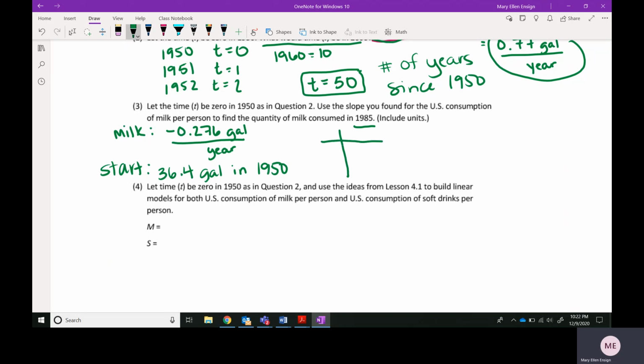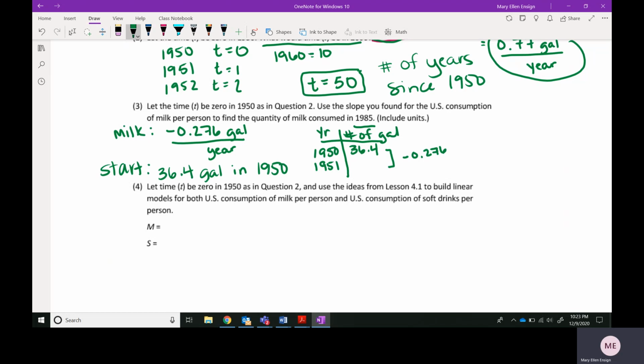This is one of those things that most of the time our groups in class can work out on their own, okay? So if my year is here and my number of gallons is here, kind of like my X and my Y, right? If this is 1950 and it's 36.4 gallons, think about what 1951 would be. How does the number of gallons change from 1950 to 1951? Well, we know that it has to go down 0.276 gallons.